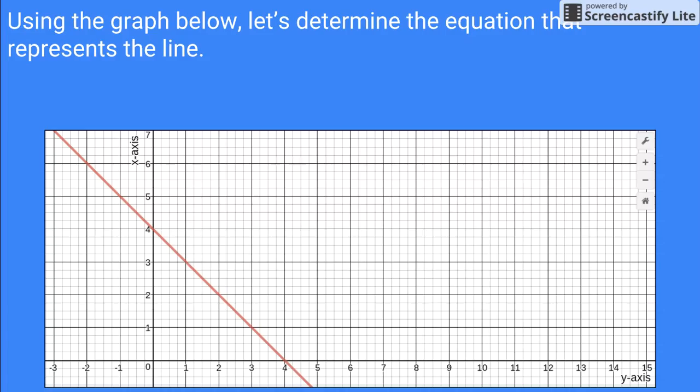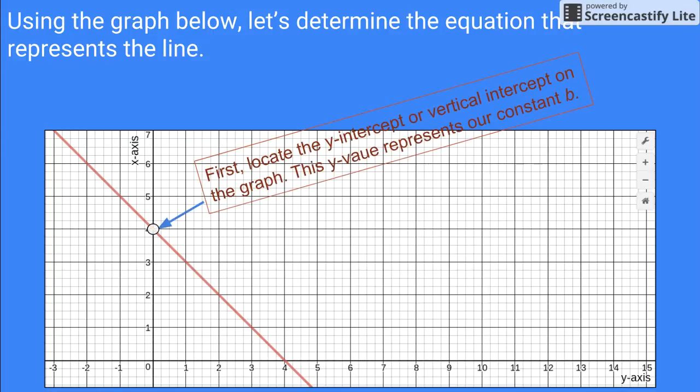If we take a look at this graph of this line on our xy axis, and begin thinking about what we need to determine the equation, we're going to need to calculate the slope, the steepness, right? And we're going to need to figure out where it crosses the vertical axis. So first, let's do that.